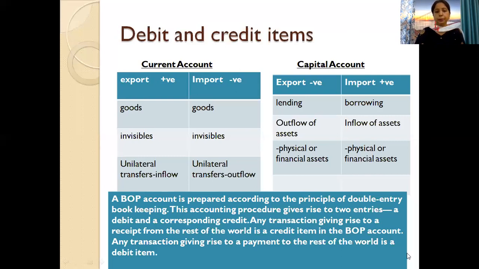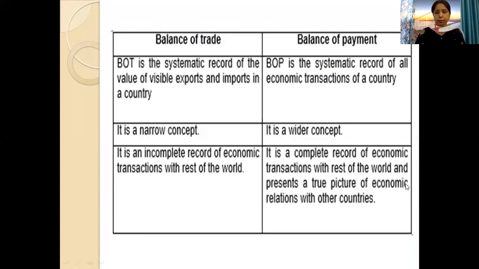Let us go to the next slide. Balance of trade and balance of payment. It's a difference I have done for you. Balance of trade is a systematic record of the value of visible exports and imports in a country. And BOP is a systematic record of all the economic transactions between residents of a country and the rest of the world. So it includes all types of transactions. It may be unilateral, it may be invisibles or visibles. While BOT only includes visible exports and imports. So balance of trade is a narrow concept, and balance of payment is a wider concept.